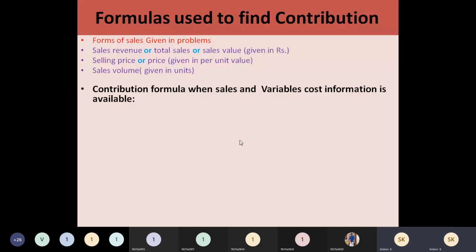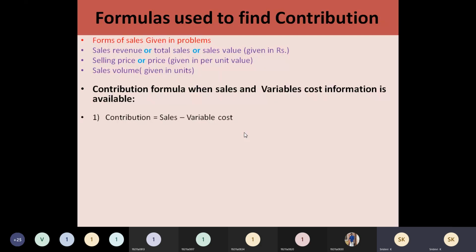Okay. So when you are given the information related to the sales and the variable cost, you have to calculate the contribution. How this is calculated, this is the formula. Contribution is equal to sales minus variable cost. If it is given per unit, you take selling price per unit minus variable cost per unit. If you take sales per unit, you have to compulsorily take variable cost also per unit.